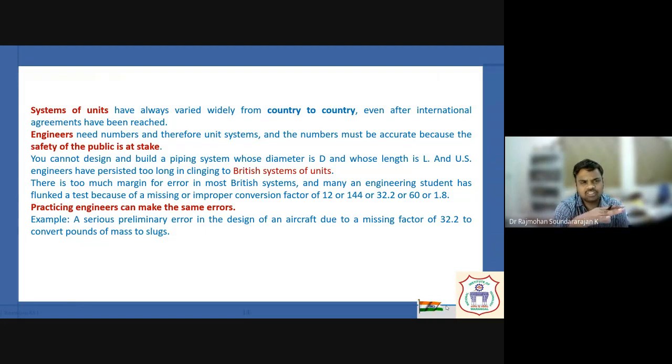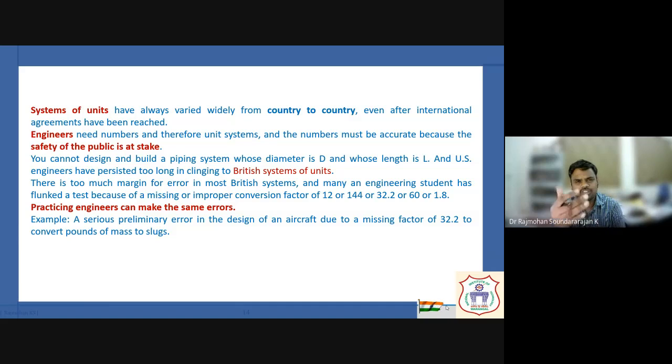So there is always a different system of units which is followed in different regions within a country, or from one country to another. Okay, so that way we want to have a common unit system, so that a common agreement is there.